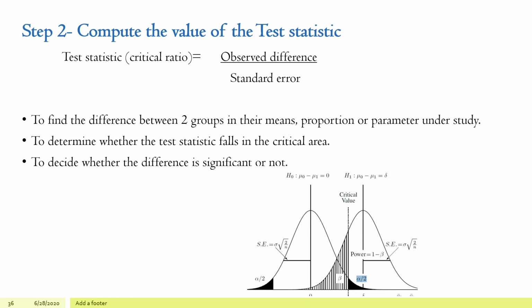Step 2, compute the value of the test statistic. For example, if you want to find the difference between the heights of two groups, that is batch 22 and 23, at that time you have to measure the difference in the mean heights of the two groups, then the standard error. I already told you how to calculate standard error in the previous slides. To find the difference between two groups, you have to find means, proportions or parameters.